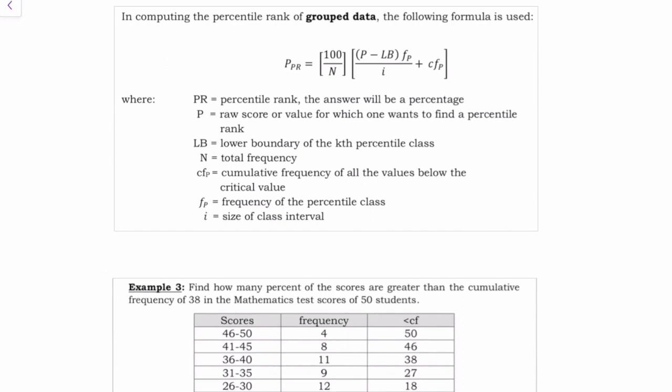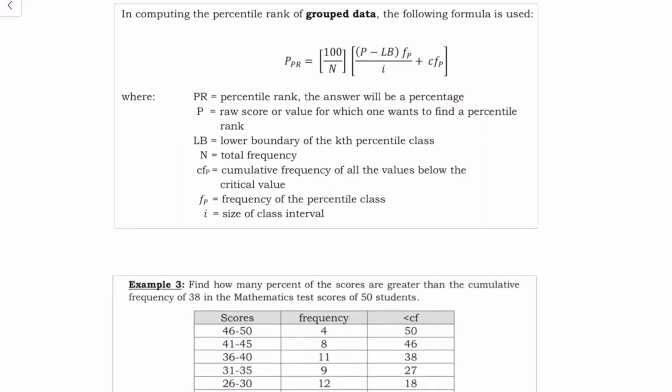Now let us discuss how to compute for the percentile rank of grouped data. In computing the percentile rank of grouped data, we use the following formula. PR is equal to the quantity of 100 over n multiplied by the quantity of P minus LB multiplied by FP all over i, plus CFP. Where PR is a percentile rank, the answer will always be in percentage.